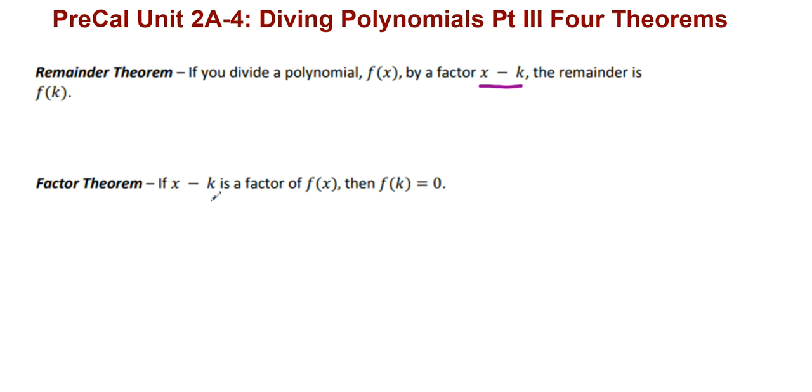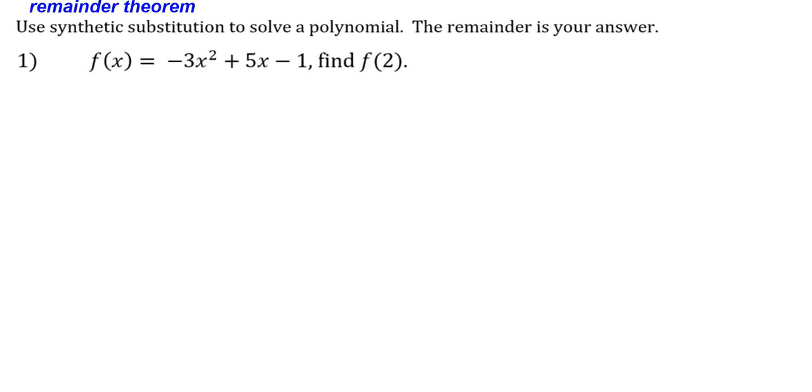The next one is the factor theorem. If x minus k is a factor, again, a linear binomial, and we can always divide that into a polynomial of a higher degree, and it comes out to be 0, then that is a factor. This is going to be pretty big in what we're going to do. I'll show you. I have an example for each. So let's go ahead and do the first one on the remainder theorem.